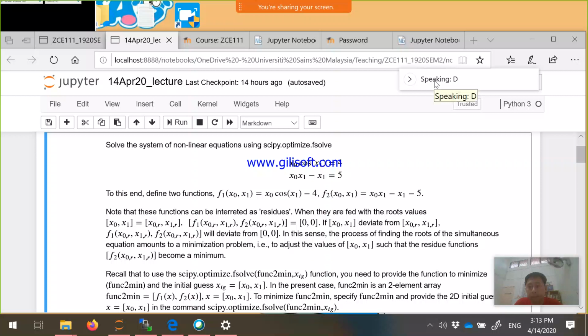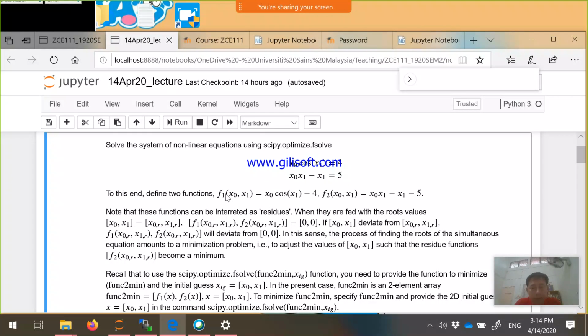So you can try to form one equation, f1, to represent the first equation, and then you define f2 to represent the second equation. Now it's very easy. If you take the right-hand side of 4 to the left, then you get x0 cos x1 minus 4, and you call this the function f1. For the second equation, you form another function called f2.